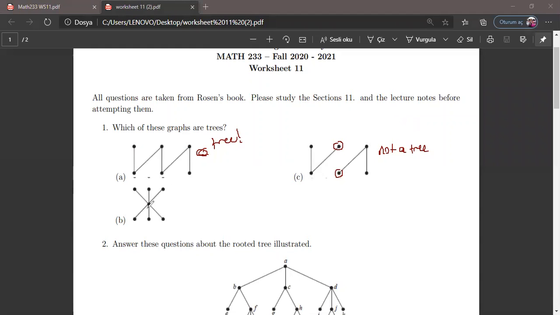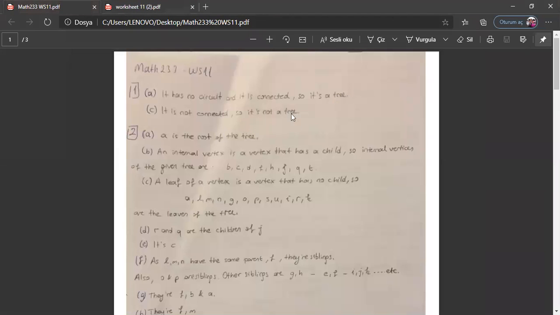Okay, and what about this? So it has no circuit and it is connected. You can connect any edge using this vertex, for example, this and this, right? And this and this. Okay, it is a tree. So the last one is not a tree, and these two ones are a tree. Okay, here is an answer.